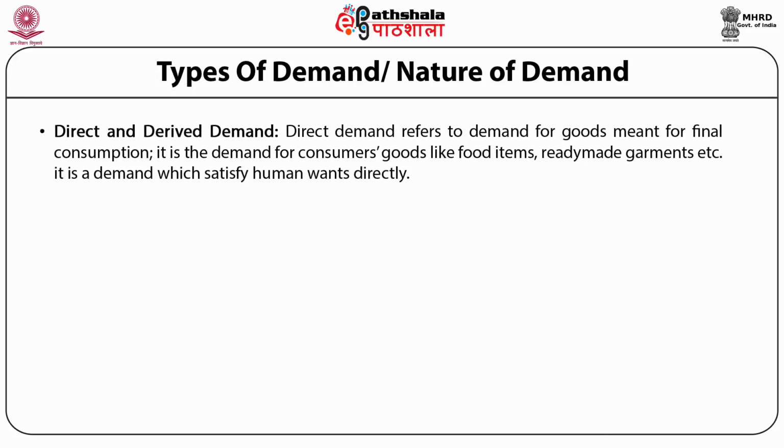Direct and derived demand. Direct demand refers to demand for goods meant for final consumption. It is the demand for consumer goods like food items, ready-made garments, etc. It is a demand which satisfies human wants directly. On the other hand, derived demand refers to demand for goods which are needed for further production. It is the demand for producers' goods like industrial raw material, machines and tools, etc.